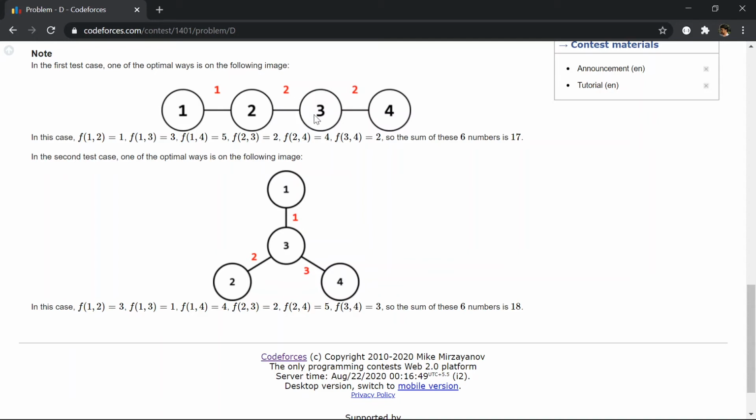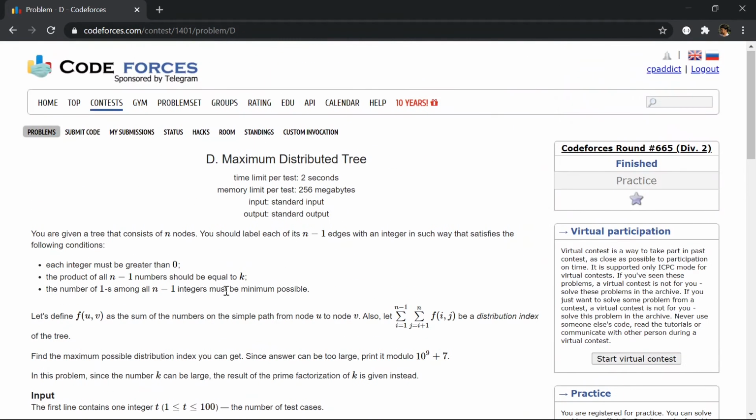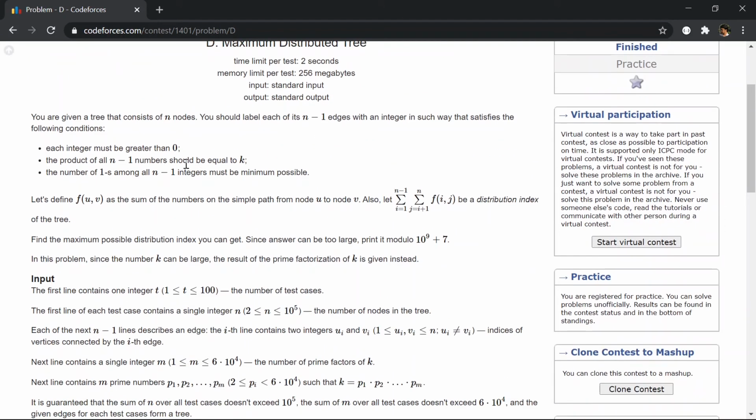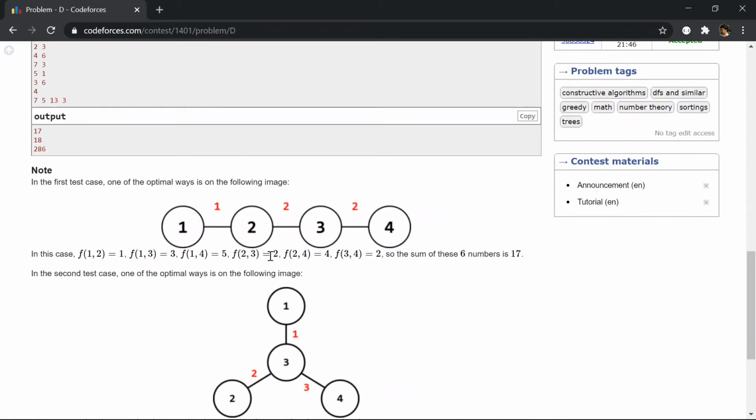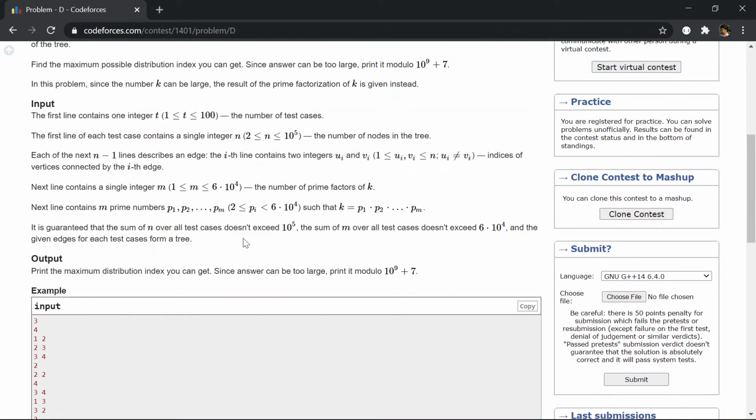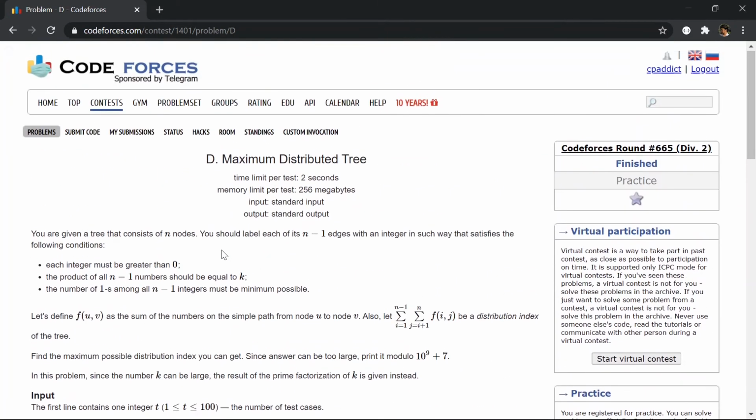So we can just calculate the number of times an edge comes in the solution. After doing that, we can sort that and assign the maximum values to the edge that comes the maximum number of times. It is also written that we have to minimize the number of ones. So if the given numbers are less than n minus 1, we can assign 1 to the remaining ones. And if they are more than that, we can multiply some values and assign them to the edge that is coming the most number of times. So that is the fairly simple solution.